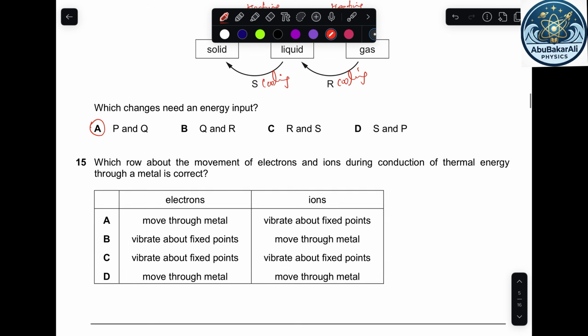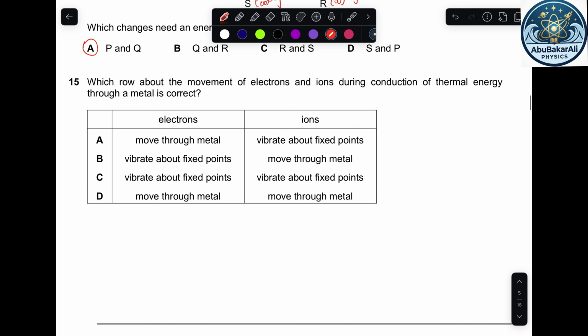Okay, question 15. Which row about the movement of electrons and ions during conduction of thermal energy through a metal is correct? Okay.